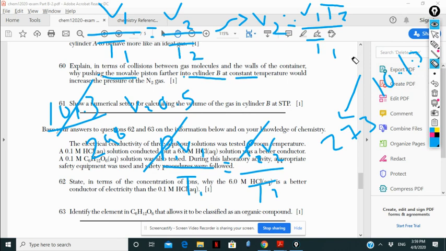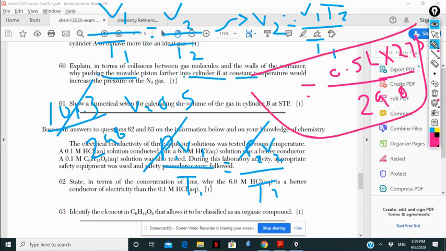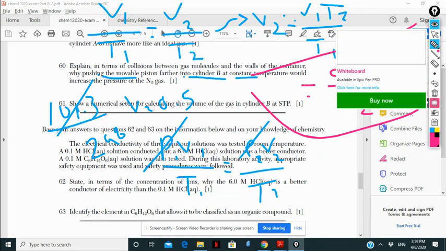Okay. Now I'm going to write the information. V1 was half a liter. Temperature 2 is 273. Temperature 1 was 298 Kelvin. So that's the numerical setup.